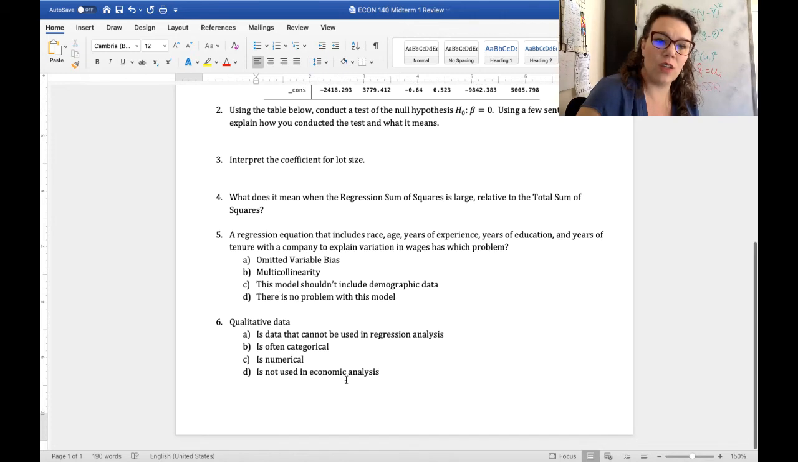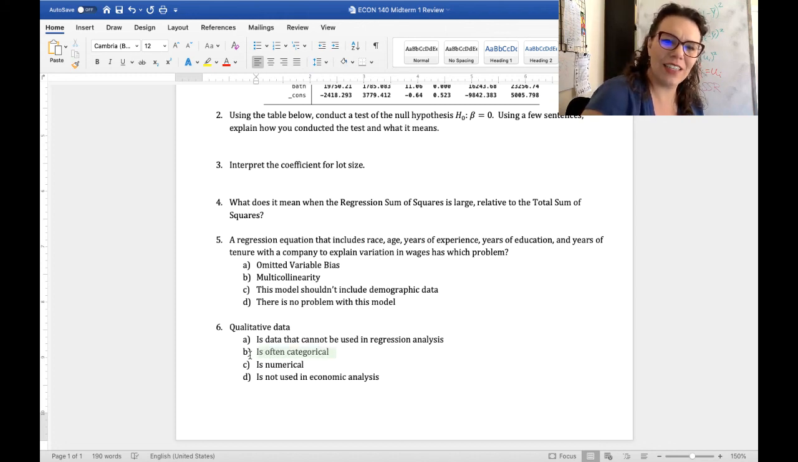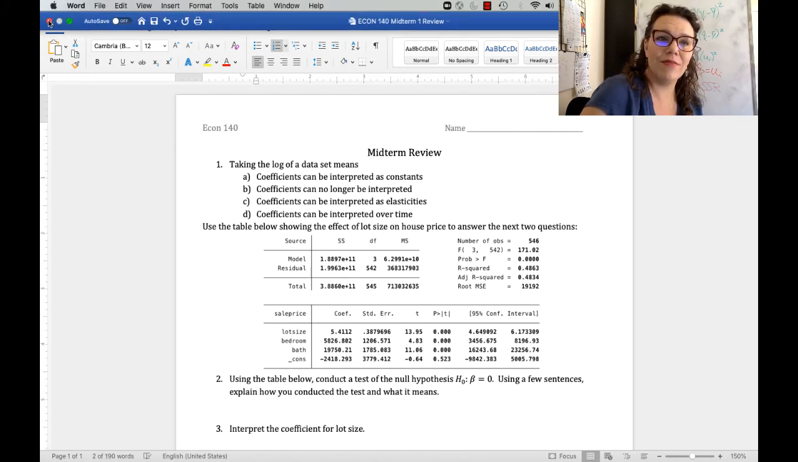Last question, qualitative data. Qualitative data is not impossible to use. We would just have to code it. So A is incorrect. It is often categorical. It is not numerical. That would be quantitative data. And it is used in economic analysis. So our answer is B. So 2 B's in a row. There we go. That's it.